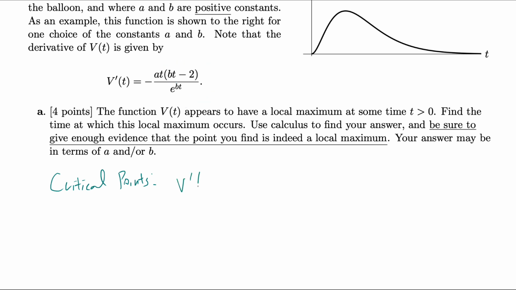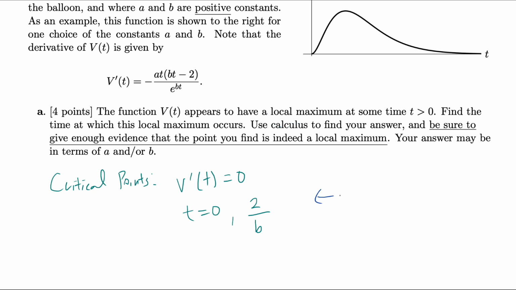So you don't have to worry about it being undefined. But can v prime of t be 0? Surely, the top can be 0. This can happen by t being 0 here, or bt minus 2 being 0. And when is bt minus 2 equal to 0? Well, that's when t is 2 divided by b, right? You just set this to be 0 and find t. And now we're looking for local maximum here.